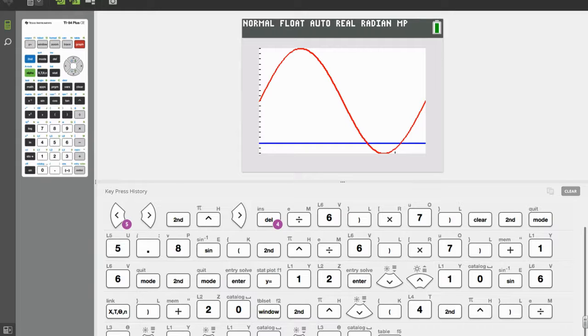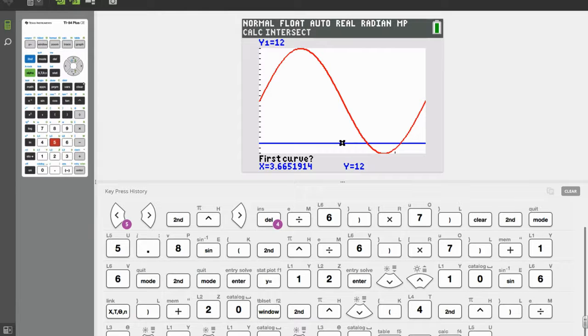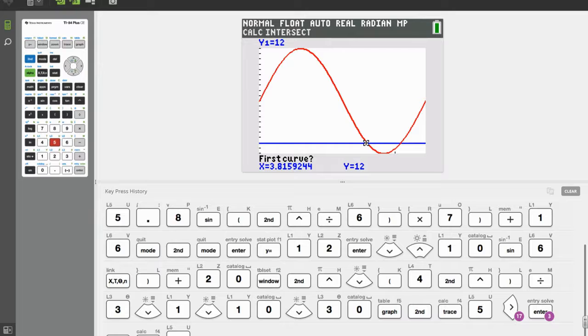We have 2 intersection points. We have one here and one here, so we have to calculate those intersection points. Second trace, number 5. Move your little spider nearest to the intersection point you want to find first. That should be good enough. Enter, enter, enter. We get a value of 3.82, rounded to the nearest hundredth. Do it again. Second trace, number 5. Again, move close to the intersection you want to find. Enter, enter, enter. And the other value is 4.03.